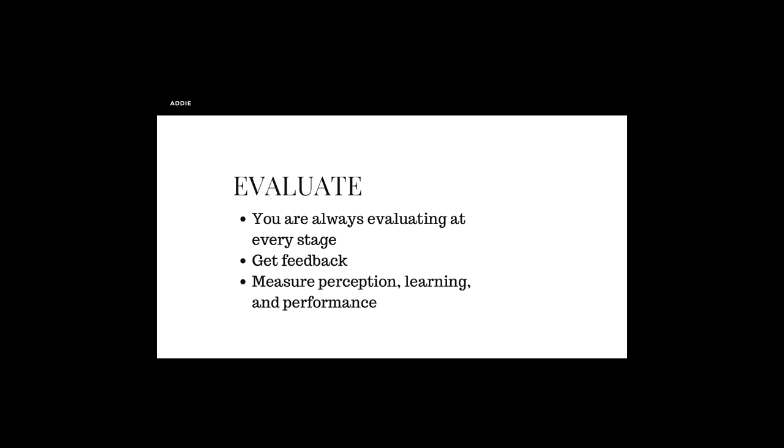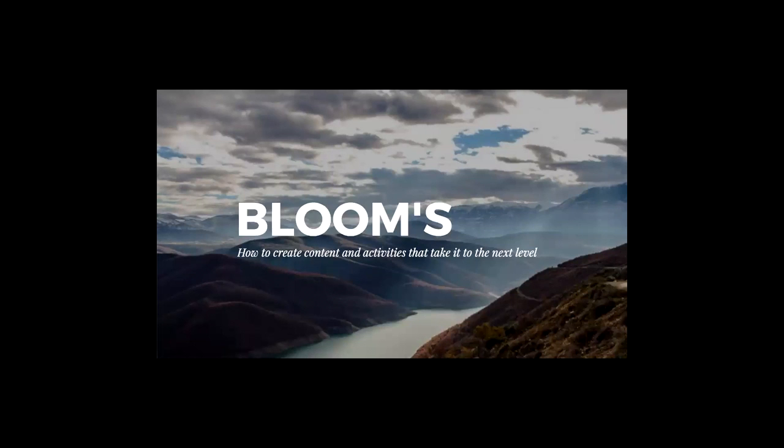How are they learning? Do you have a class failing, or a class succeeding? You'll know pretty quickly whether your course design is working. And performance. So how is it working in the wild? Is it efficient? Do you find you're running into roadblocks? Do you find certain activities just don't work? So you want to get these three different areas: perception, learning, and performance. So that was the ADDIE model. Any questions about ADDIE?